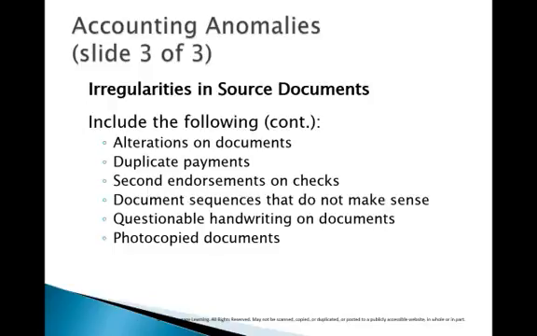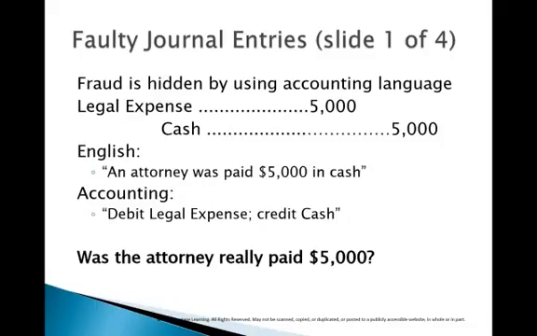So this is the audit trail, and there are anomalies in the audit trail itself. There are potentially faulty journal entries. So in this example, if you see legal expense debited for $5,000 in cash, credited for $5,000, you know instinctively, in the language of accounting, that you paid an attorney $5,000 in cash. Right? So you don't have to write that out as an explanation down below. It's obvious from the journal entry. But the question is, was the employee really paid? Was the attorney really paid $5,000?